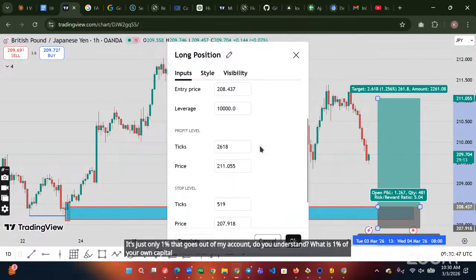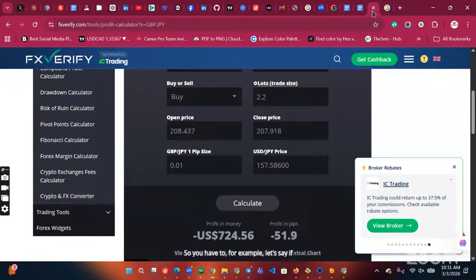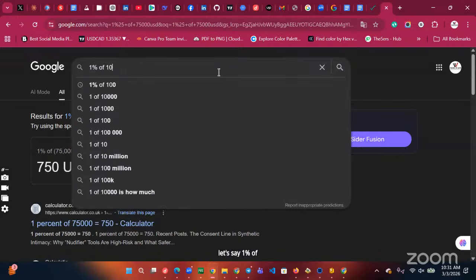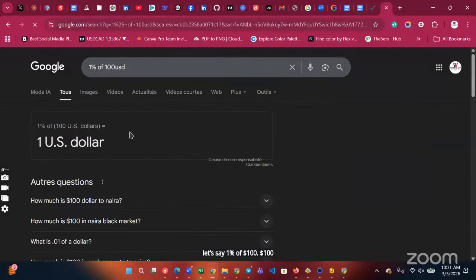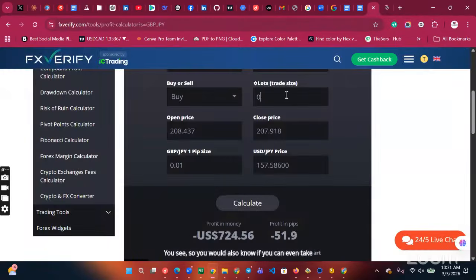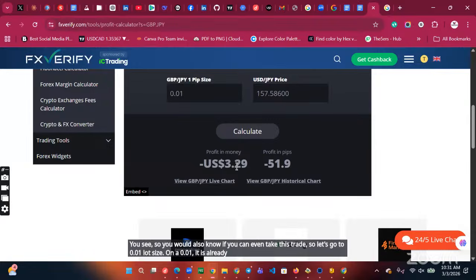When you have discovered your own 1%, you then go to FX Verify, because on your MetaTrader 4, if you like, go and use 2.2 lot size. The moment the trade activates on the $100, it's gone. Let's say 1% of $100 is $1. So you would also know if you can even take this trade. Let's go to 0.01 lot size. On a 0.01, it is already $3. So it means that if your account balance is $100, you cannot trade.